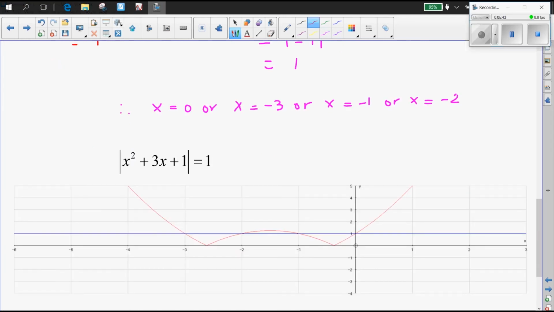Looking at the graphical representation of this equation, we have the absolute value of x squared plus 3x plus 1. The red graph is the graph of y equals the absolute value of x squared plus 3x plus 1, which is the absolute value of a parabola. And the blue graph is the equation y equals 1. And we see that the points of intersection of the two graphs are at x equals negative 3, x equals negative 2, x equals negative 1, and x equals 0.